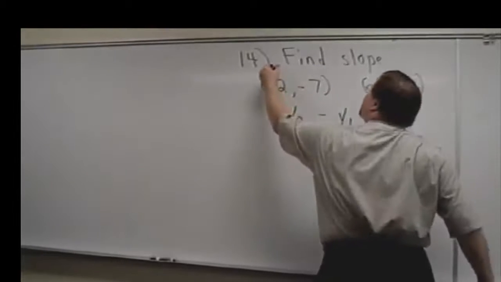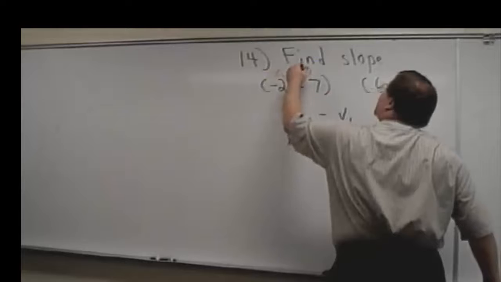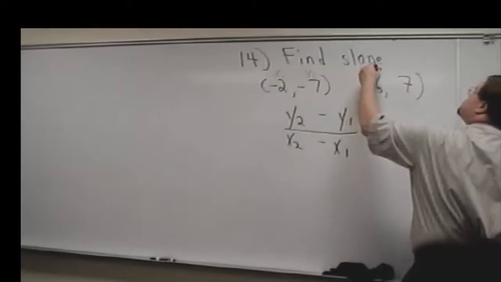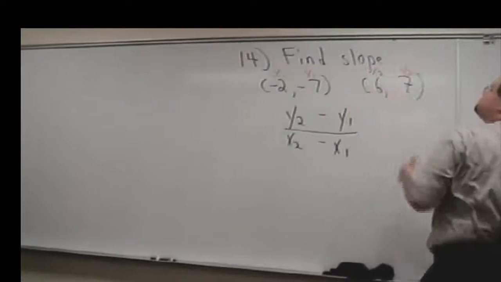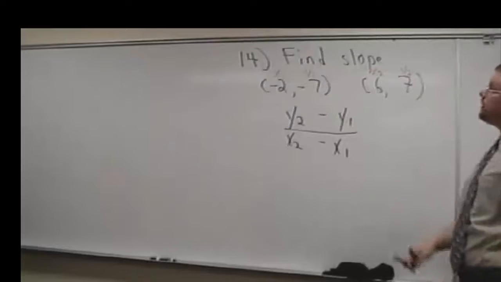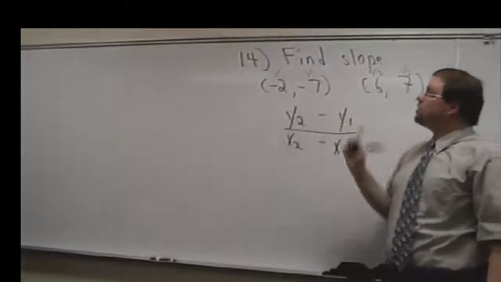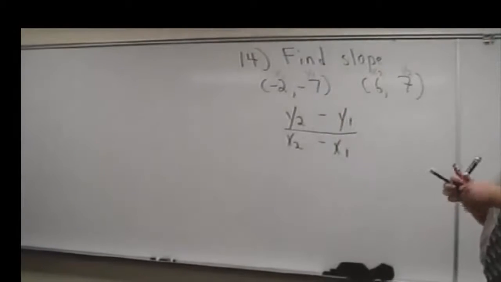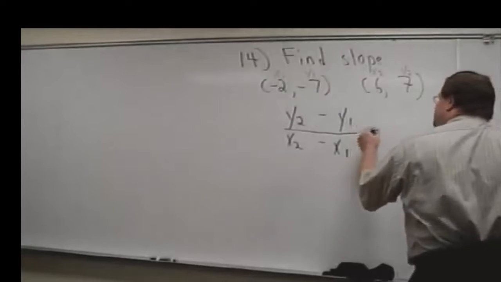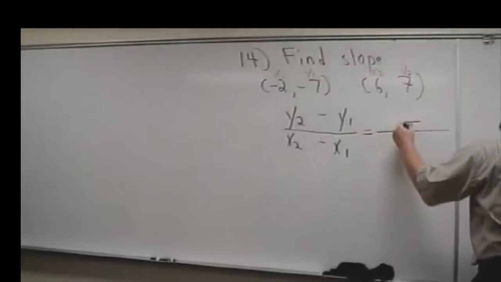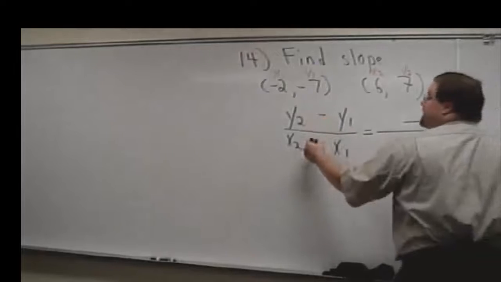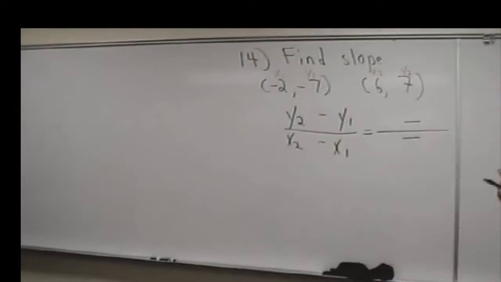So I'll call this x1, y1. I'll call this x2 and y2. Okay? And then once you identify which point is x1, y1, and which point is x2, y2, it's plug and chug. When I write the formula, I keep the minus sign in the middle because the minus sign is part of the formula, because sometimes you might get a double negative. And then just fill in the blank.